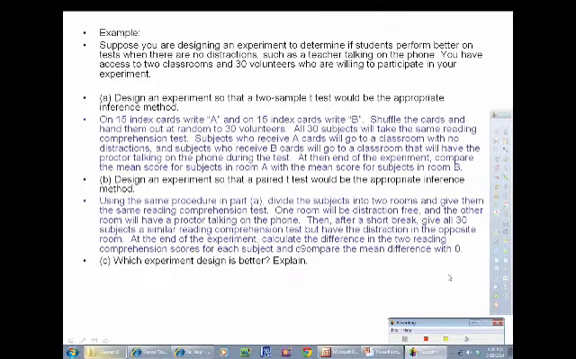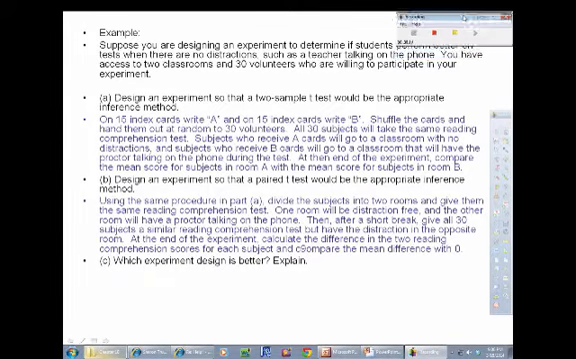Okay, so it's asking us which of these experimental designs is better. Deciding when it's appropriate to use a 2-sample t-test and when it's appropriate to use a paired t-test is kind of confusing sometimes. And so we need to get a good idea of what's going on.